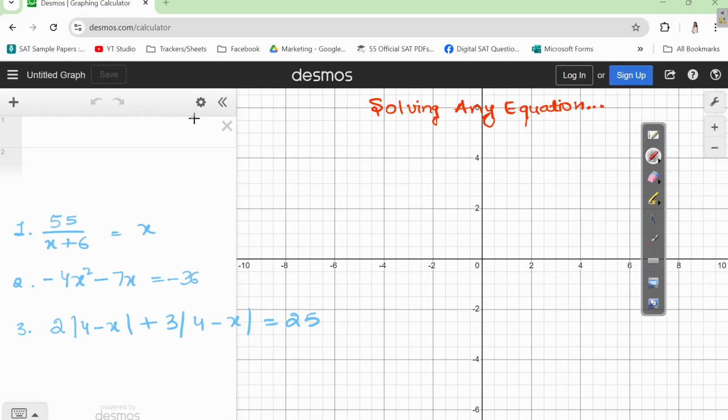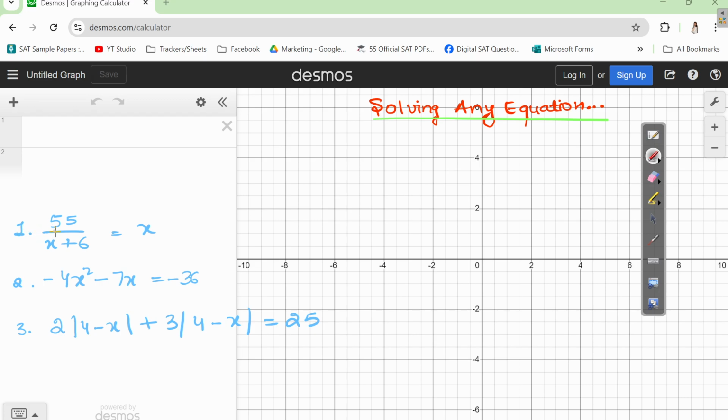In this lecture, we are going to see how we can use DESMOS to solve any equation. Yes, we can use DESMOS to solve any single equation in the world. And here I've written a couple of equations. I've written 3 equations. They are all of different types.